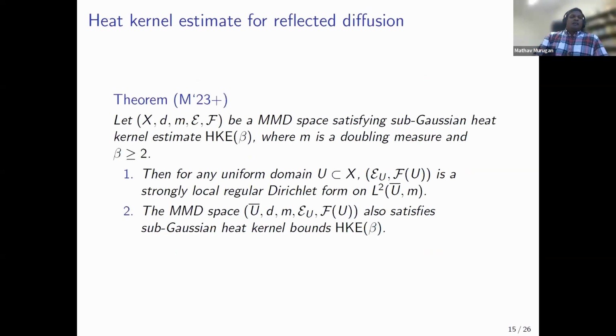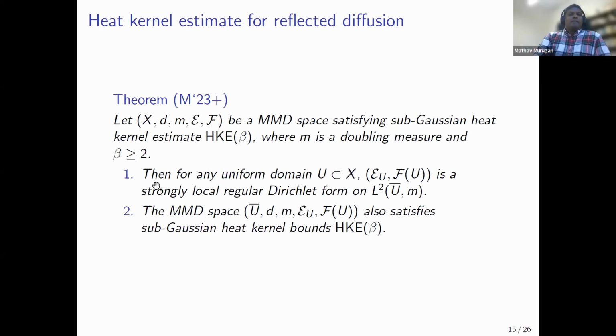Okay, so here is the first result that I want to mention. Suppose one starts with a symmetric diffusion process, or equivalently a metric measure Dirichlet space, satisfying these sub-Gaussian heat kernel estimates with this walk dimension beta, where m is a doubling measure, and this beta has to be larger than or equal to 2. Doubling measure means that the measure of a ball of radius 2r is less than or equal to some constant times the measure of the ball of radius r with the same center. And this constant does not depend on the choice of the center or the radius.